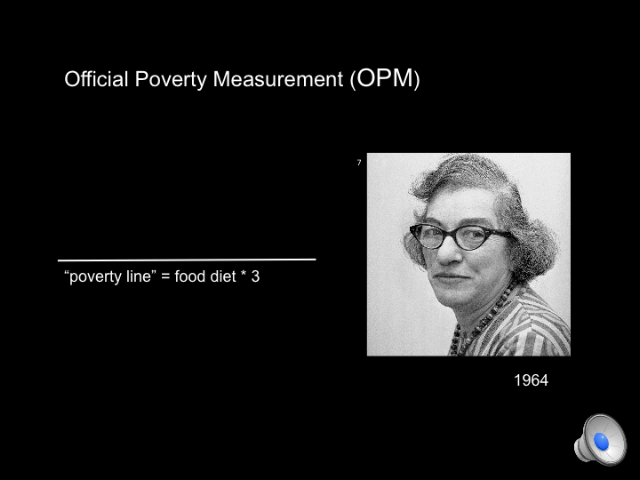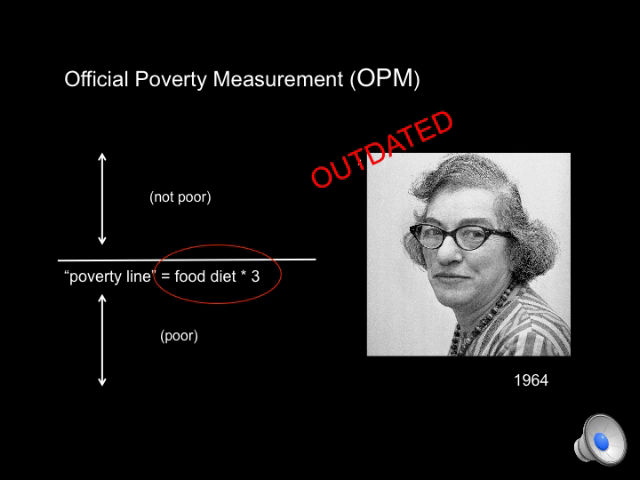To create this threshold, Orshansky multiplied the minimum food diet by 3 due to the fact that at that time, food made up 1/3 of a household's budget. A household's gross annual pre-tax income is then compared to this threshold. If a household is above the threshold, they are considered not poor, and if they are below, they are considered poor. Overall, this threshold is outdated.